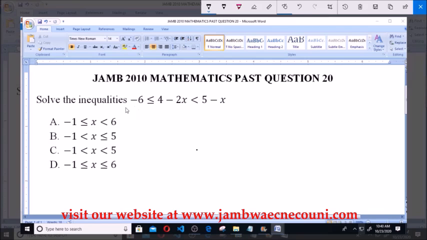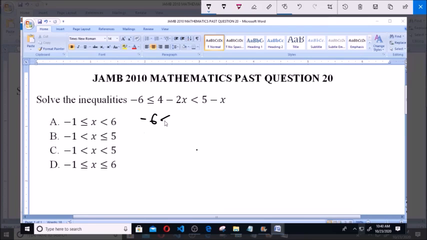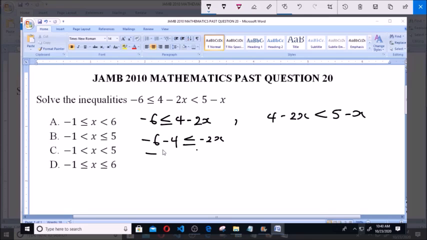Now, looking at this inequality, two inequalities have been joined here. So the first part is minus 6 is less than or equal to 4 minus 2x, and the second part is 4 minus 2x is less than 5 minus x. Now let's solve the first part. Here we have minus 6 is less than or equal to 4 minus 2x. Here we can simply say that minus 6 minus 4 is less than or equal to minus 2x. So we have minus 10 is less than or equal to minus 2x.